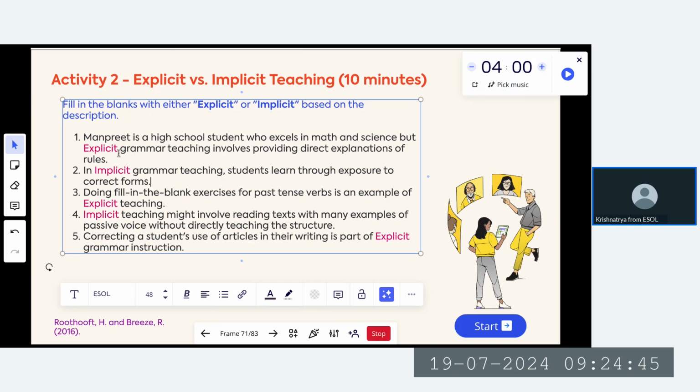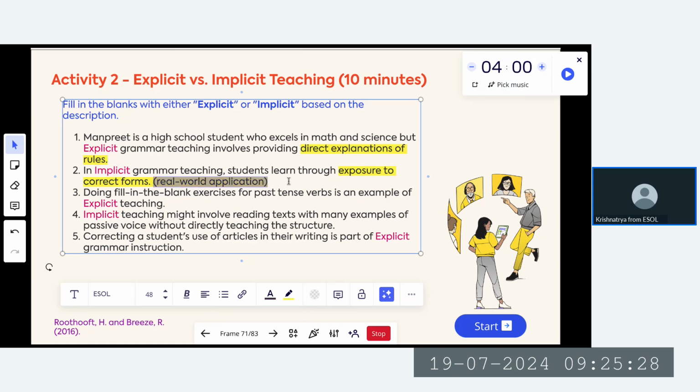So what is explicit? Explicit is particularly direct explanation of the rules. I repeat, direct explanation of the rules is called explicit. Implicit basically means exposing students to the correct forms by showing the real world application. And I'm going to be showing you in today's webinar two different teaching methods. I repeat again, explicit means talking about the rules. Implicit means a real world application.